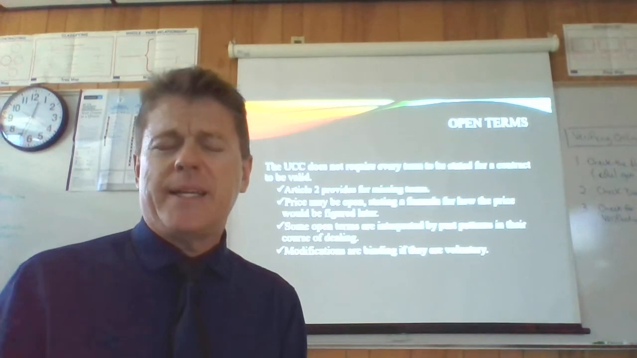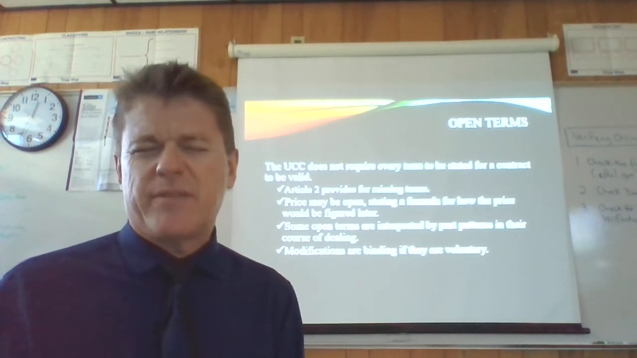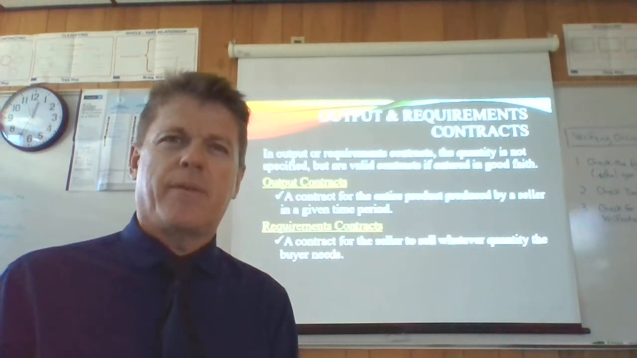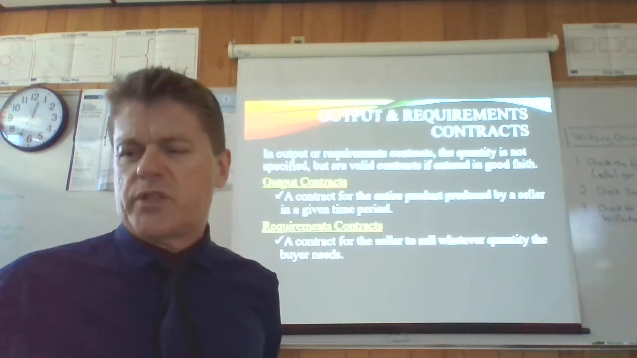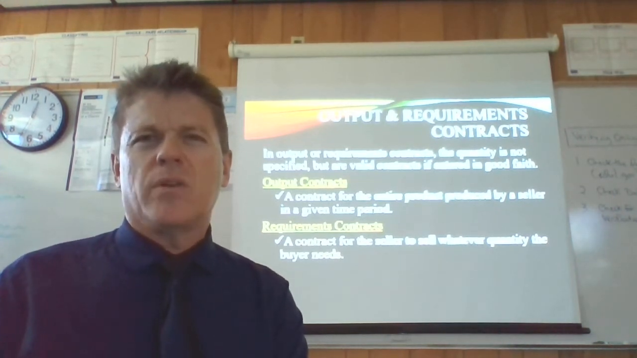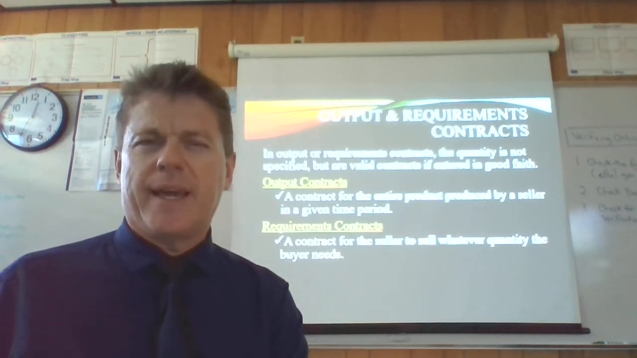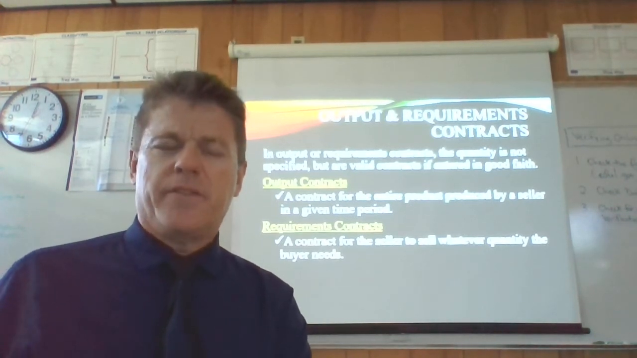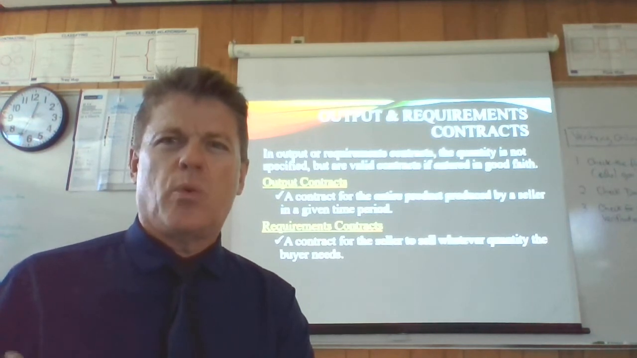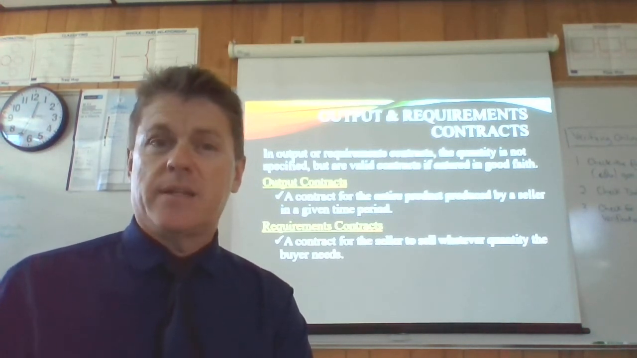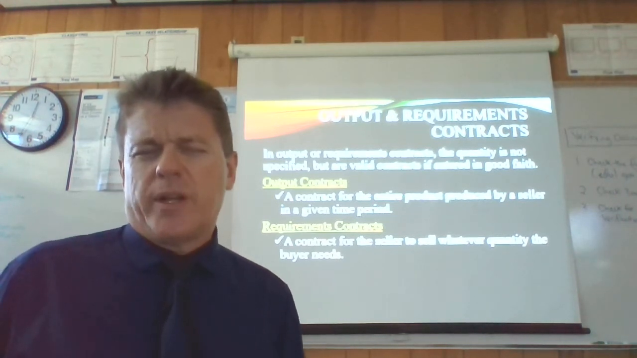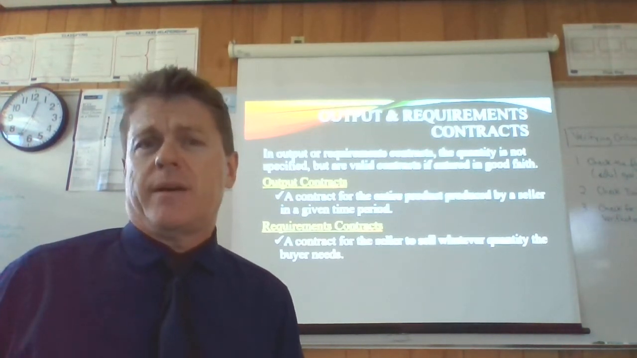Modifications can be binding if they're voluntary. So again, just another standard principle that gets applied to these types of agreements. When we talk about output versus requirements contracts, an output contract is a contract for the entire product produced by a seller in a given period of time. The flip side of that is a requirements contract, and that's a contract for the seller to sell whatever quantity the buyer needs. So again, what you're essentially contracting over, you don't know amounts yet.